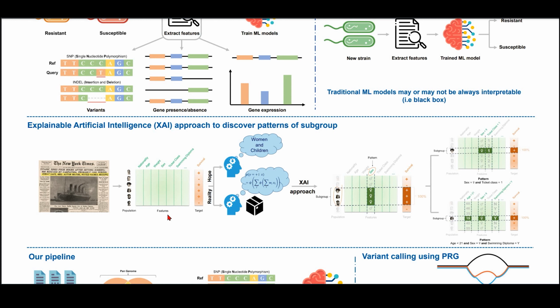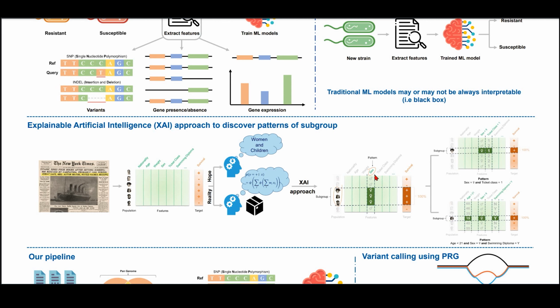Next, we use all this data to train our machine learning model, and we hope that the model outputs something very simple like this. But in reality, the model uses complex mathematical equations to arrive at a certain prediction, and so this is like a black box to us. Now, we want to go beyond this in our study.